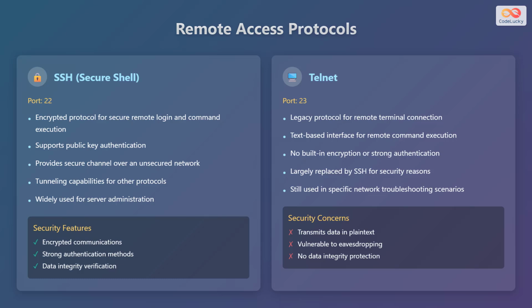Next, Telnet uses port 23. It is a legacy protocol for remote terminal connection with a text-based interface for remote command execution. It has no built-in encryption or strong authentication, and has largely been replaced by Secure Shell, or SSH, for security reasons. It is still used in specific network troubleshooting scenarios. The security concerns are that it transmits data in plain text, it is vulnerable to eavesdropping, and it has no data integrity protection.